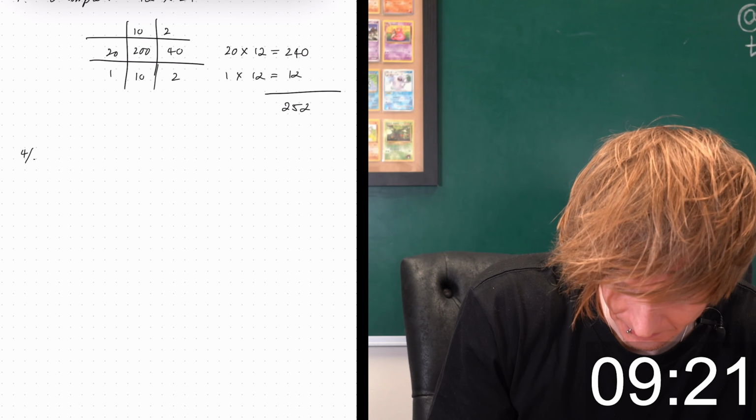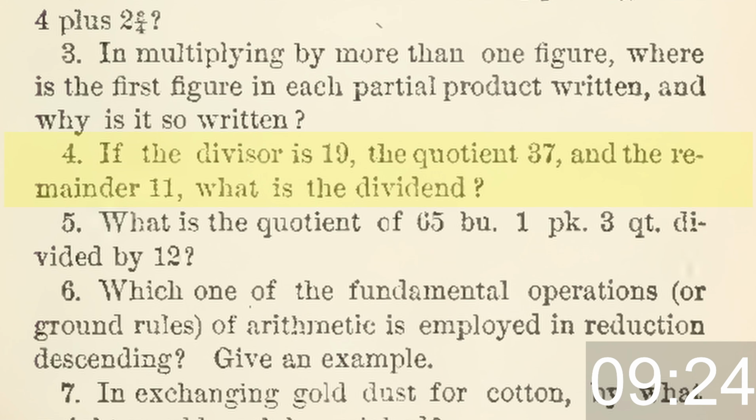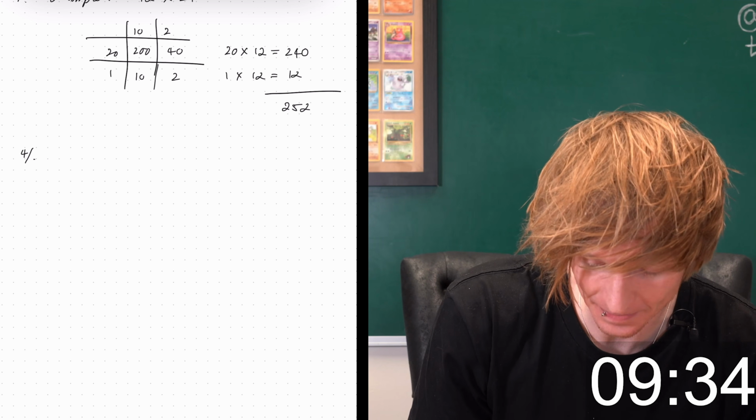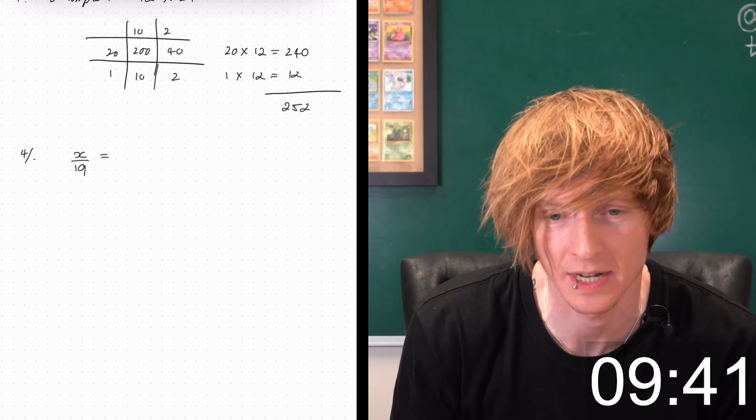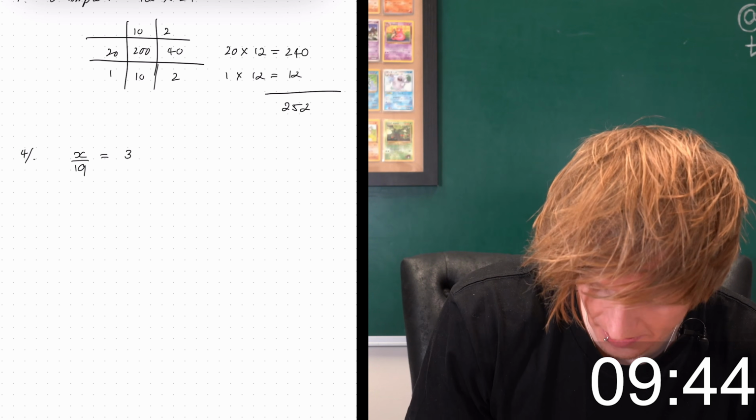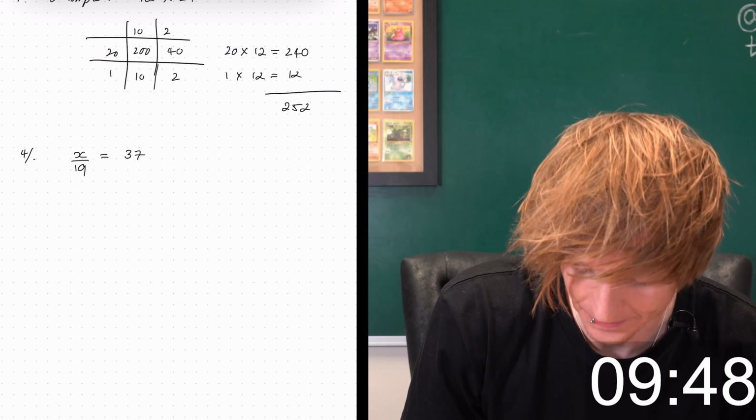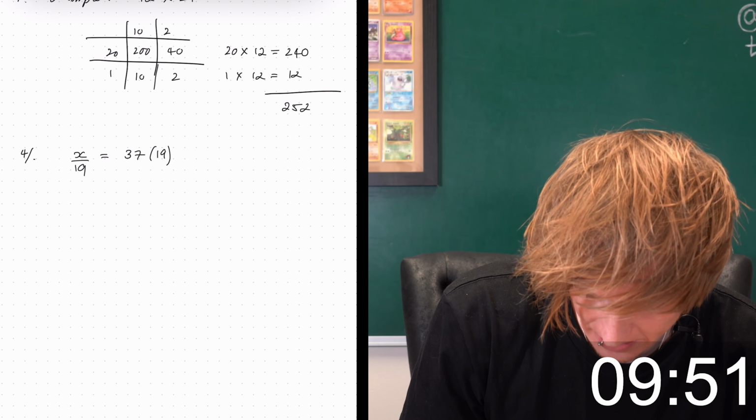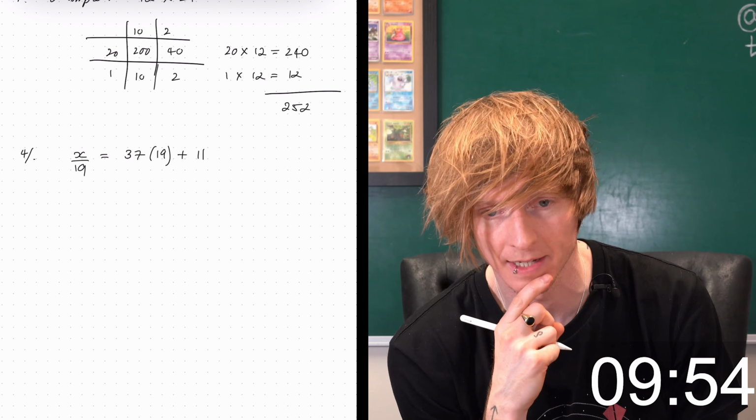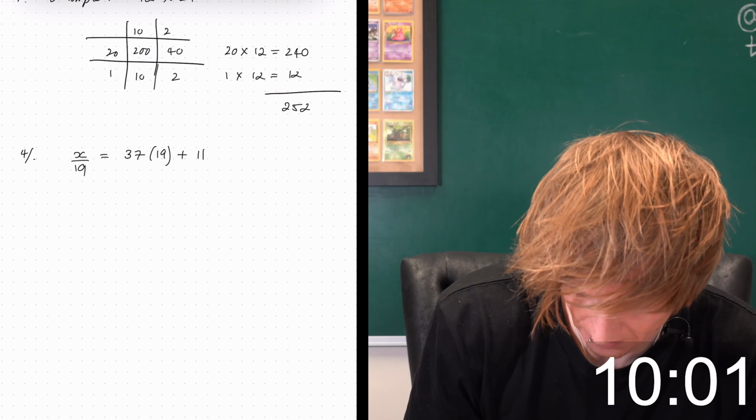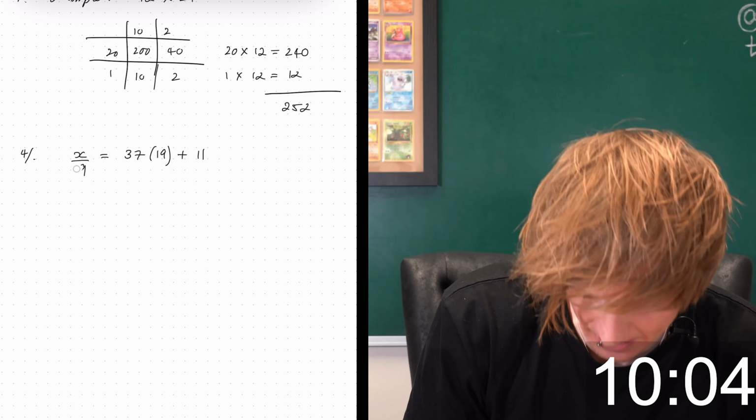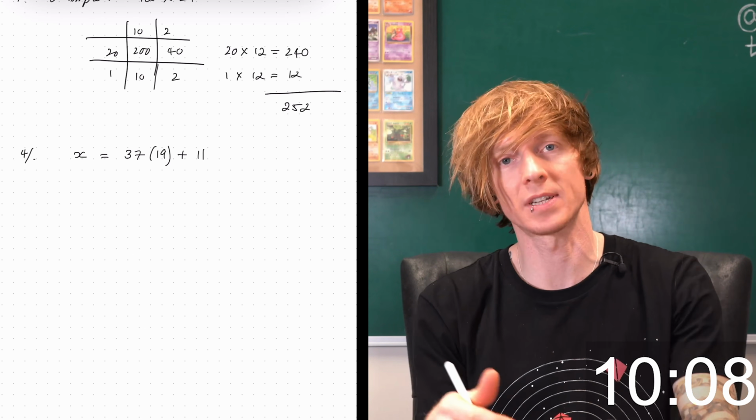All right, let's move on to 4. Keep it moving. If the divisor is 19, the quotient 37 and the remainder 11, what is the dividend? Okay, I like it. So it's like x over 19, divisor is 19. I don't know the dividend, that's x. So x over 19 is equal to 37, so it goes into it 37 times, and the remainder 11. So 19 goes into it 37 times, remainder 11. So therefore, it's not x over 19, my bad. x is equal to 37 times 19 plus 11.